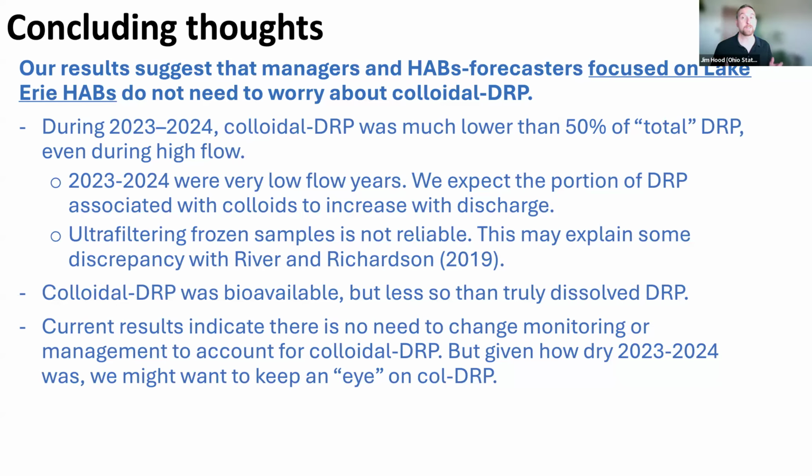So to conclude, what our results suggest is that managers and HAB forecasters focused on Lake Erie do not really need to worry about colloidal DRP. During this study, colloidal DRP concentrations were much lower than 50% of total DRP as predicted. However, the years we studied were relatively low flow years, and we would expect that during higher flow years, with greater precipitation, we could get more colloidal DRP.